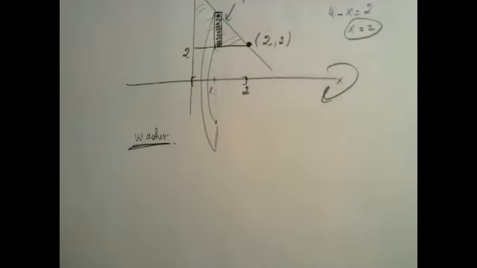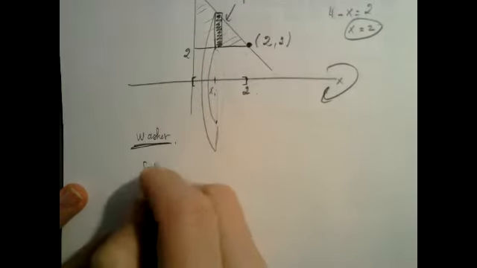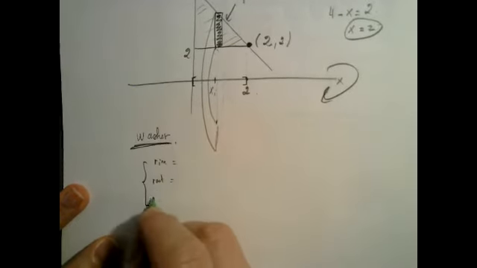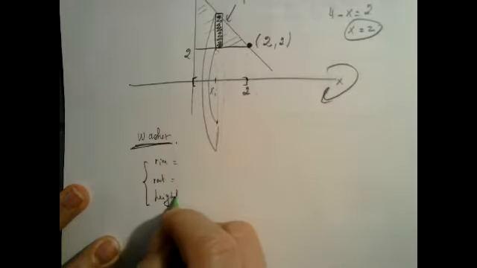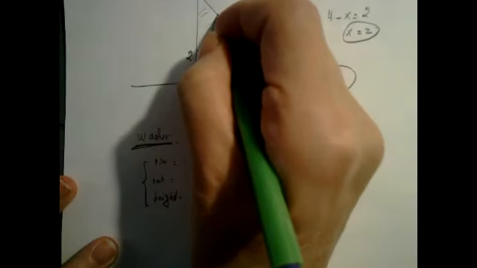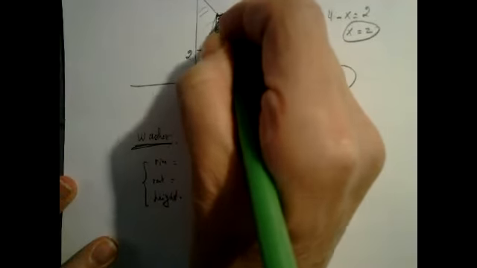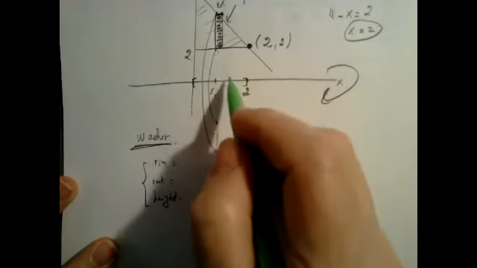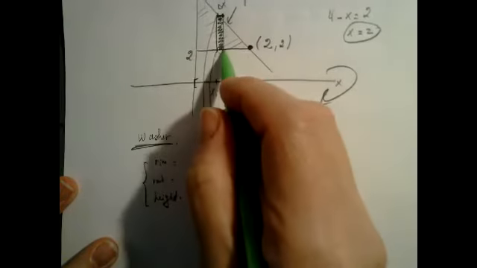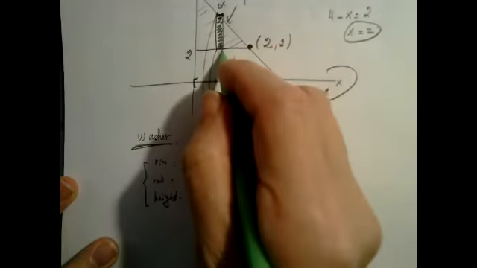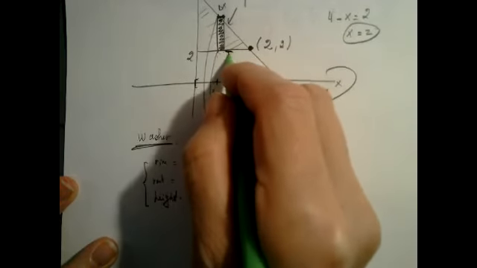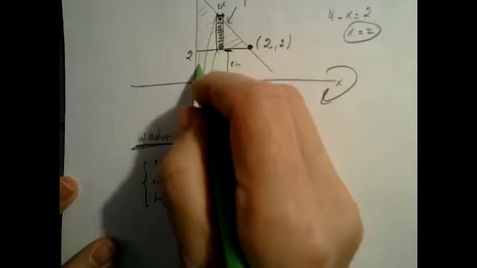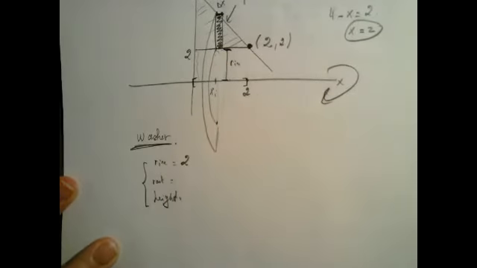Now, washer, we need inner, outer, and the height. Now, the height of my washer is this little bit, delta x. The inner is from the axis of rotation to, basically in this problem, the bottom curve. So it's from here to here. That's my inner, which is very easy in this case, which is equal to 2.